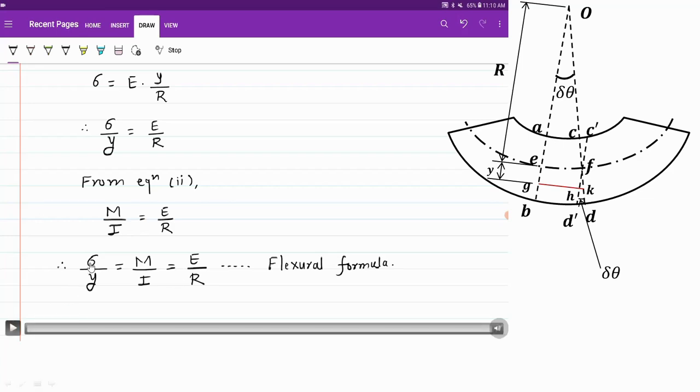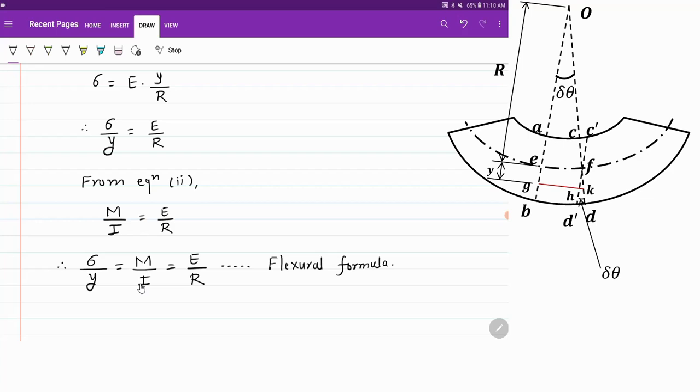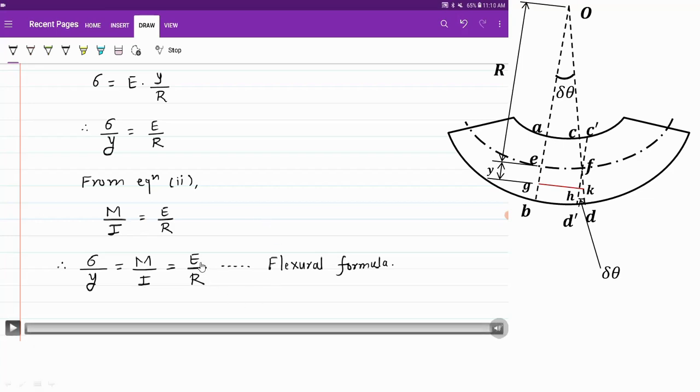So here sigma is stress, y is the distance from the neutral axis, M is the maximum bending moment, I is the moment of inertia about x-axis or neutral axis. By default neutral axis is x-axis, E is the modulus of elasticity, and R is the radius of curvature.